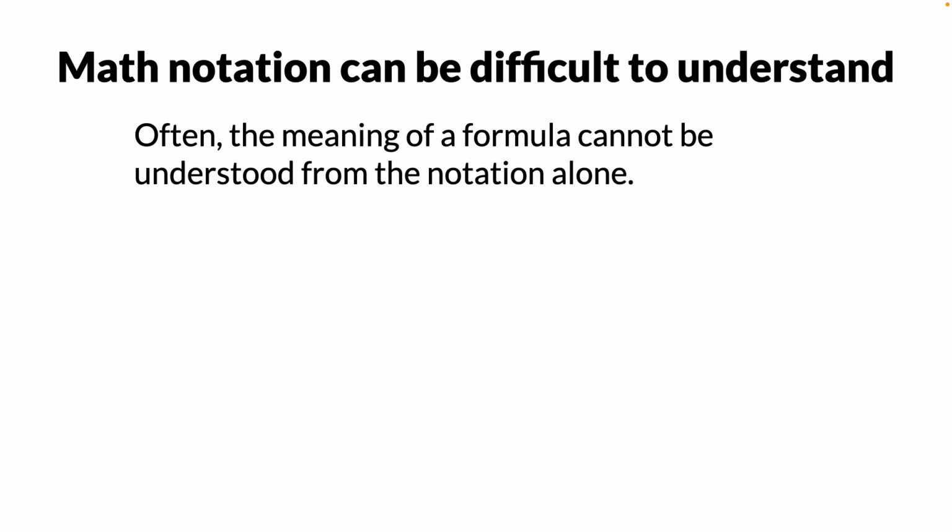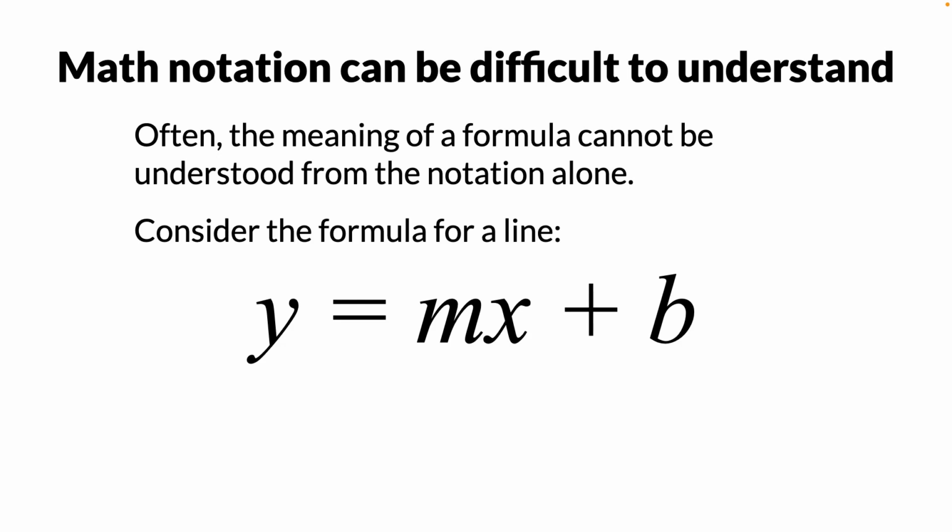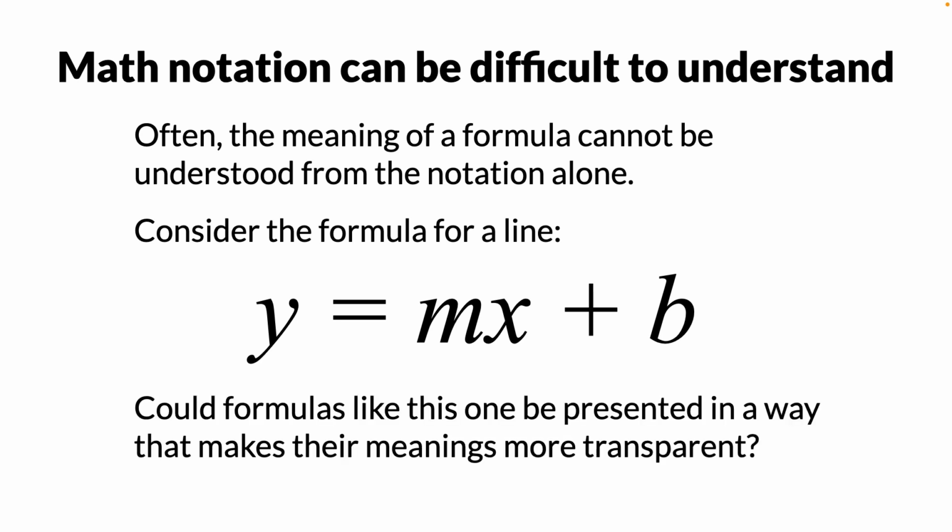Often, the meaning of a formula cannot be understood from notation alone. Consider this formula for a line. While this formula is familiar to many of us with a background in algebra, for someone looking at it with fresh eyes, it is not clear how this combination of cryptic symbols describes a line. Could formulas like this be presented in a way that makes their meanings more transparent?